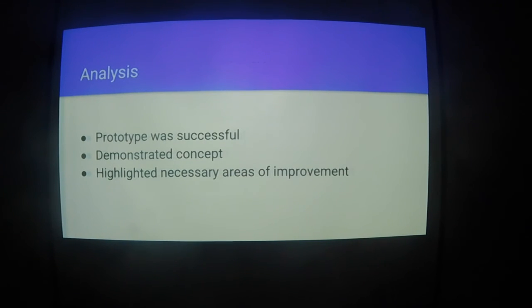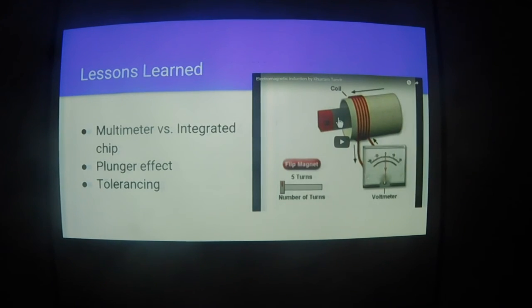This experiment also highlighted some necessary areas of improvement, such as proper rotation, securing the coils, and proper alignment of magnet to coil. Additionally, on our lessons learned, we had learned that we needed a multimeter versus the integrated chip. The integrated chip we bought, while it can take direct voltage, was not capable of analyzing that voltage. So we had to switch to a multimeter so we can get the correct measurement of the amps, as well as any other measurements we needed.